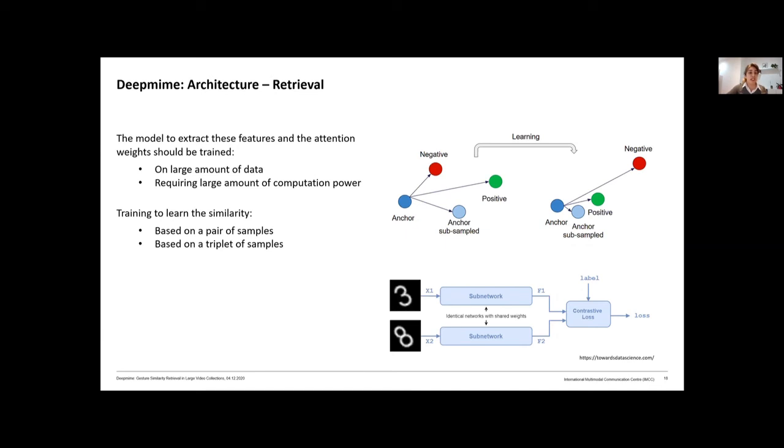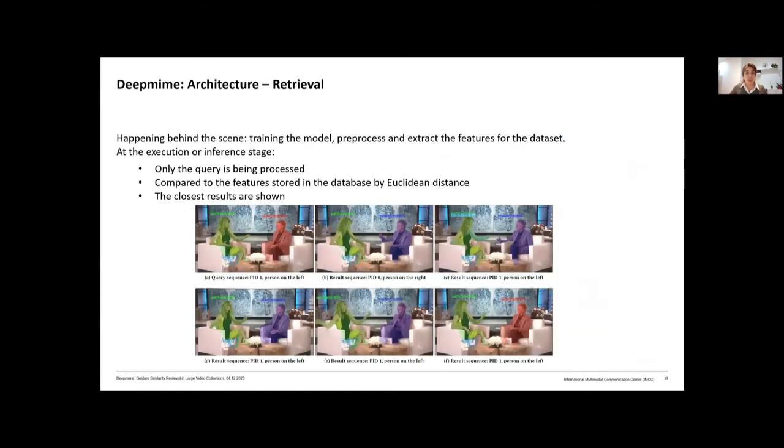And there is another way of training the network, which is based on the Siamese network, which takes a pair of videos, and based on the label of whether these 2 samples are similar or not, tries to minimize or maximize the distance between them. And this is all that is happening behind the scenes.